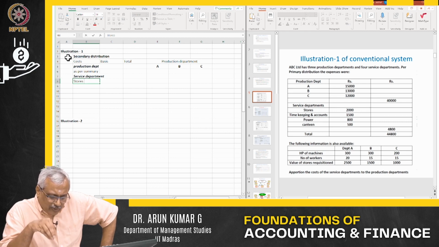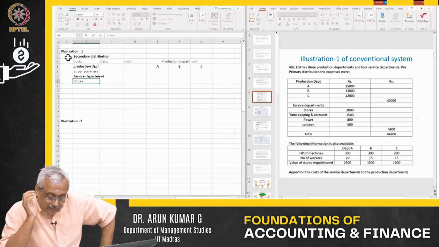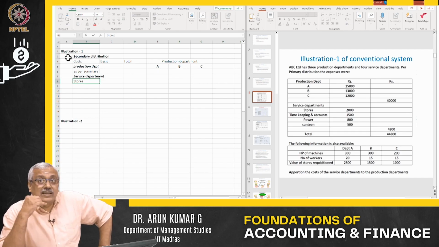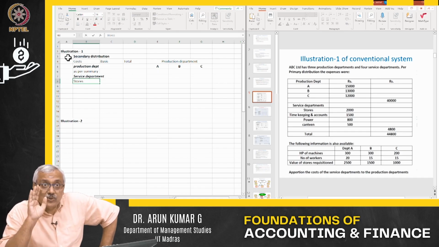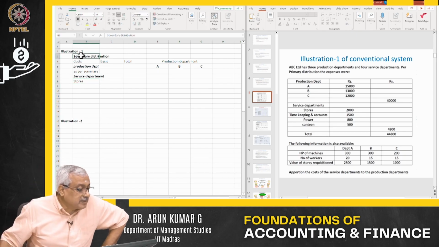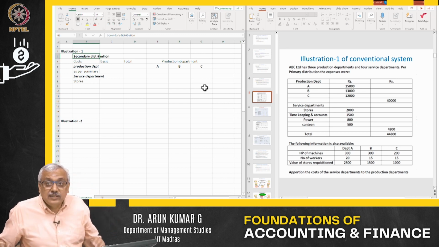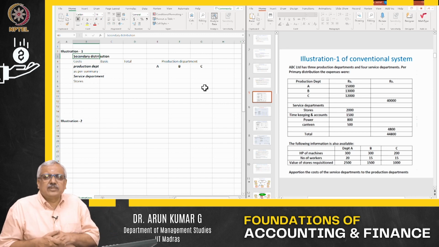If you look at stores, the cost of the stores will be divided between these 3 departments. That is what I said, it is a secondary distribution that we are doing here, straight away. I am not allocating to the service department and then reallocating in this particular case. I am not doing the primary distribution. I am directly getting into the secondary distribution. That is what I have mentioned here, secondary distribution. Am I right with you? I am not even getting into the primary distribution. This is the typical conventional system that they did.